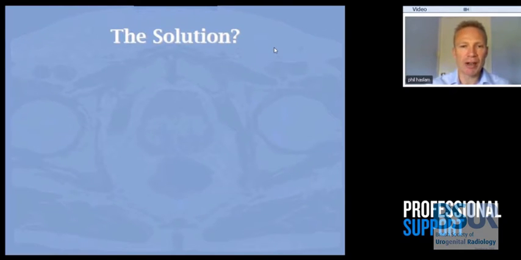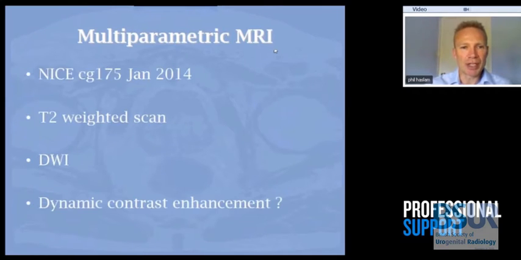So what's the answer to this? How do we get around these sorts of problems? How do we deal with this? Well, NICE looked at this with Clinical Guidance 175 in January 2014. And they looked at the literature, which has actually gone back quite a few years now, looking at multiparametric MRI. Now, what NICE consider to be multiparametric MRI is the combination of a T2 weighted scan with another technique, such as diffusion weighted imaging or dynamic contrast enhancement.